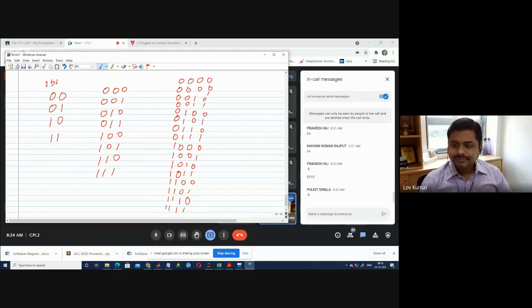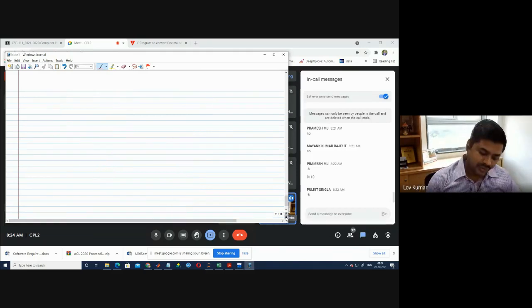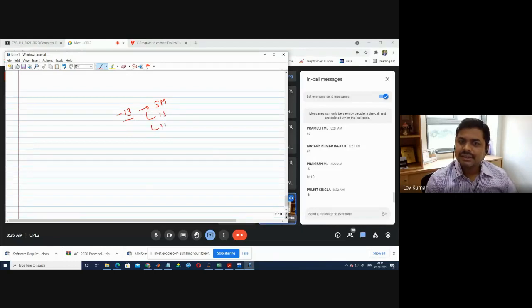Clear? Okay. Now if we are going to write minus 13 in 2s complement, first I am going to write minus 13 in sign magnitude, minus 13 in 1s complement, and minus 13 in 2s complement. If you are going to write minus 13, first you have to find plus 13.